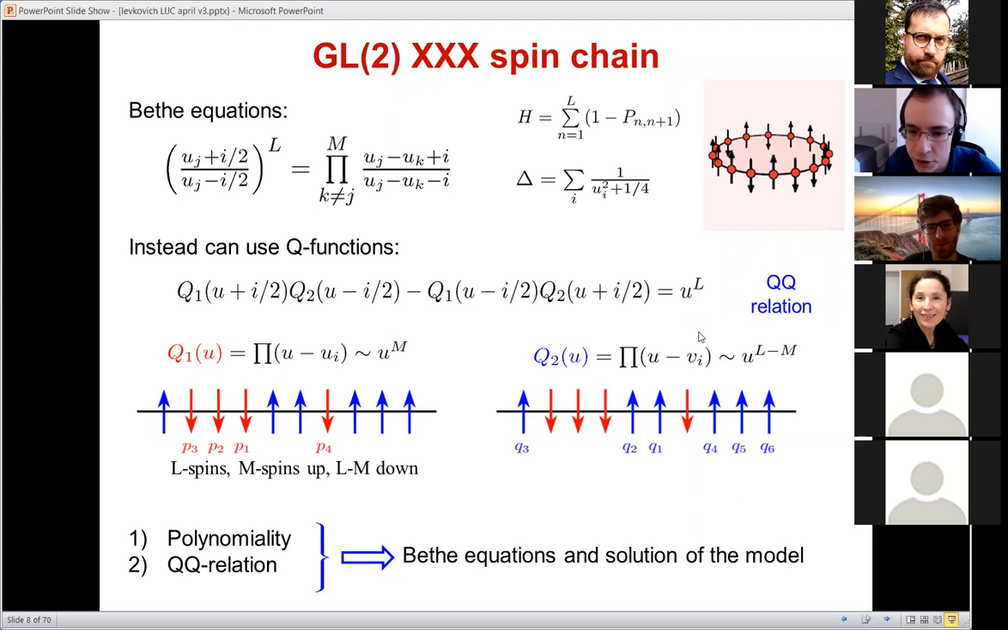So this is a rough picture, which becomes very precise if we introduce twisted boundary conditions. But still, qualitatively, it's true even for the untwisted spin chain. Yeah, any questions maybe at this point?